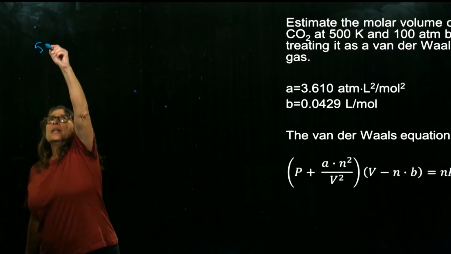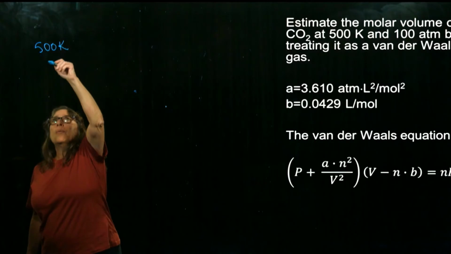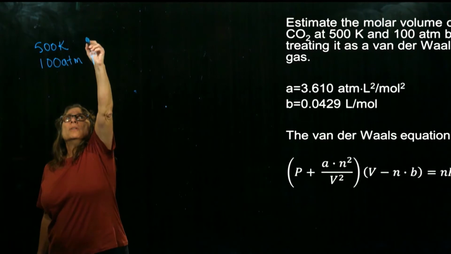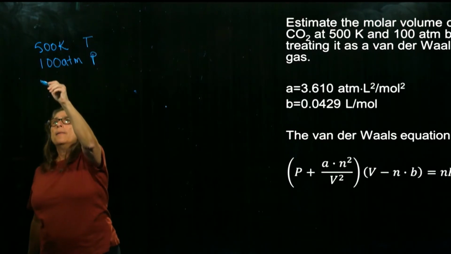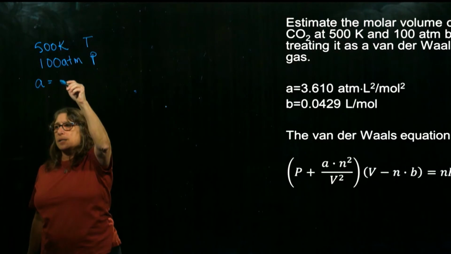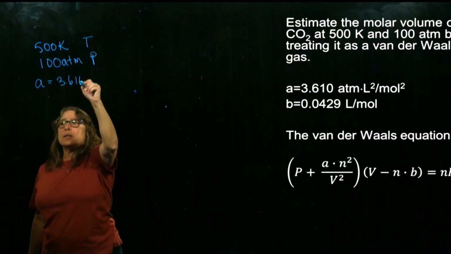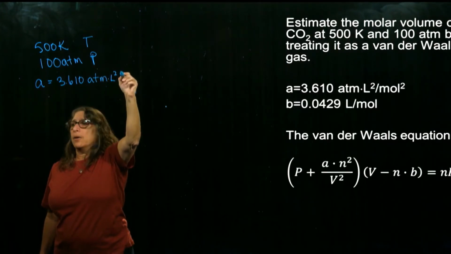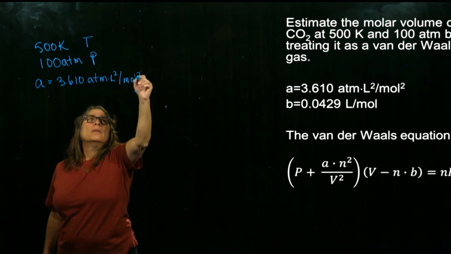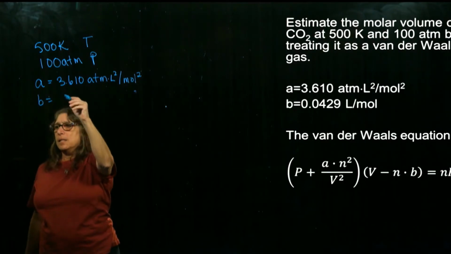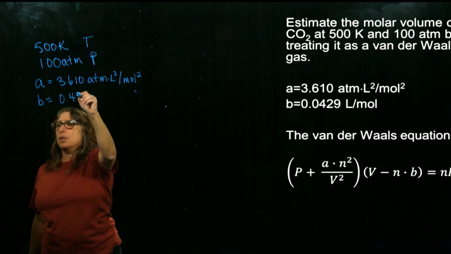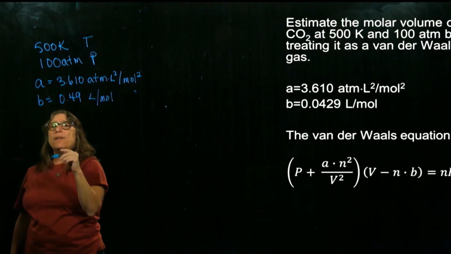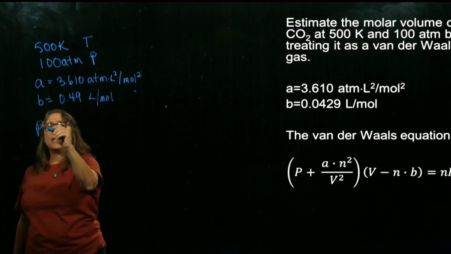It's at 500 Kelvin and 100 atmospheres. This is my pressure. This is my temperature. The A van der Waals constant is 3.610 atmospheres times liters squared divided by mole squared. And the B constant is equal to 0.429 liters per mole.